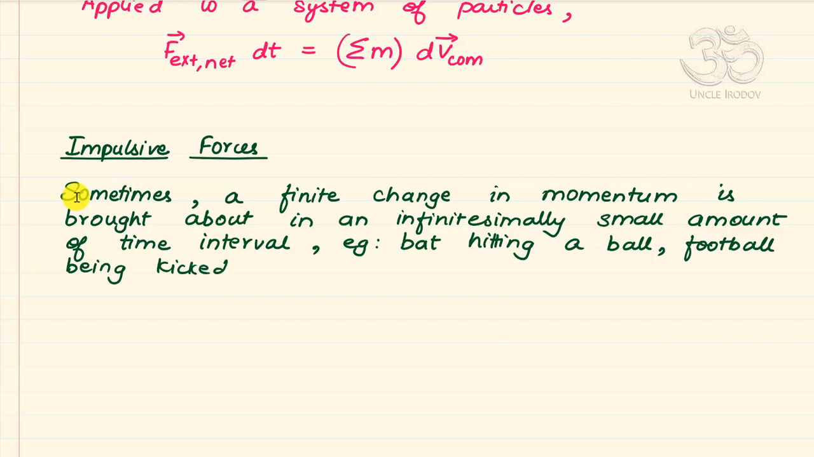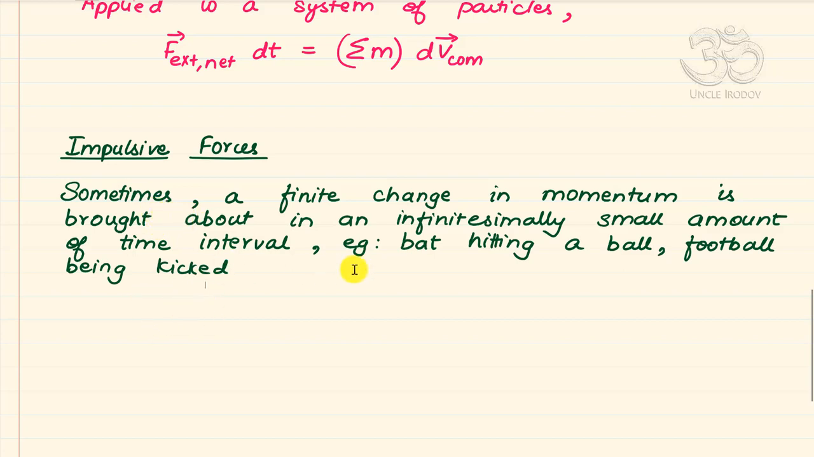So again, there is a very finite amount of change in the momentum of the football, but the time duration for which the foot was in contact with the football is extremely small. So there is an infinitesimally small time interval, and there is a finite change in momentum. That implies that the force acting on the ball in both these cases, either the bat hitting the ball or the foot hitting the football, is extremely large, and such a force is called an impulsive force.